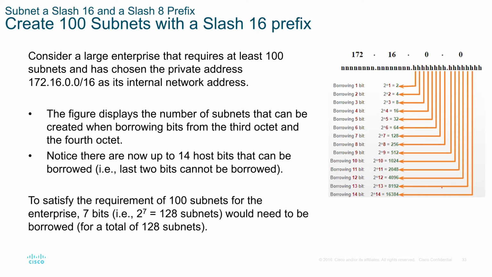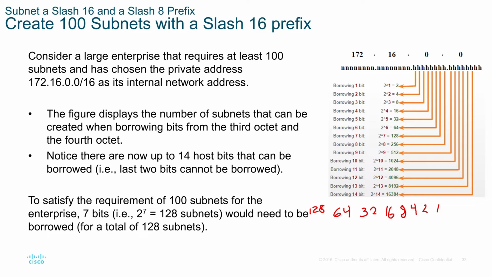Here, we'll consider a large enterprise that requires at least 100 subnets. In order to get 100 subnets, we use the powers of 2. The easiest way would be to use our powers of 2: 1, 2, 4, 8, 16, 32, 64, 128.